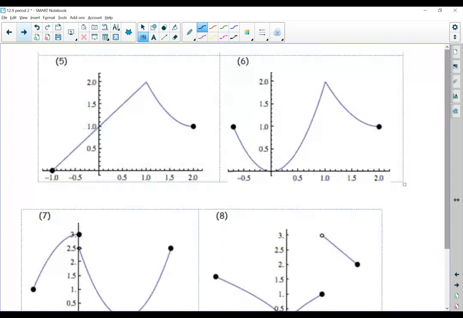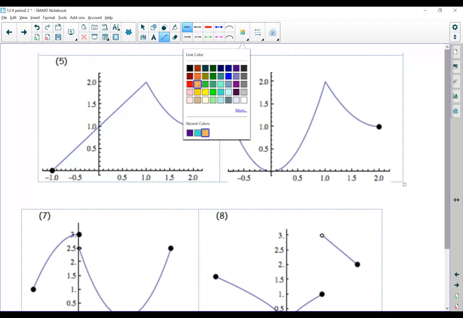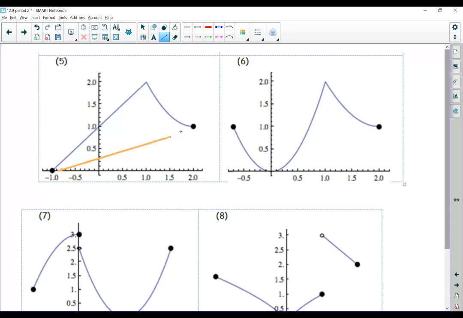Okay. Let's look at 5 and 6. So let's go 5. Here's my secant line.